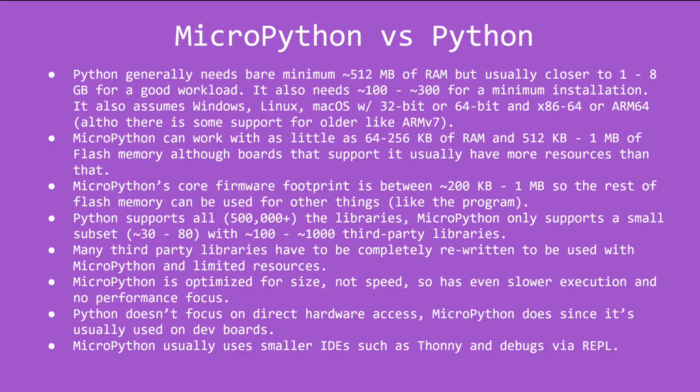Python supports well over 500,000 libraries. MicroPython really only supports a small subset of that, about 30 to 80, and maybe another 100 to 1,000 third-party libraries. Many third-party libraries, in fact, have to be completely rewritten to be used with MicroPython and its limited resources. MicroPython, and I can't stress this enough, is optimized for size, not speed.